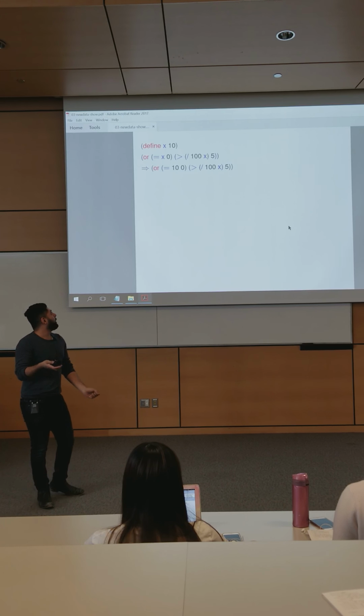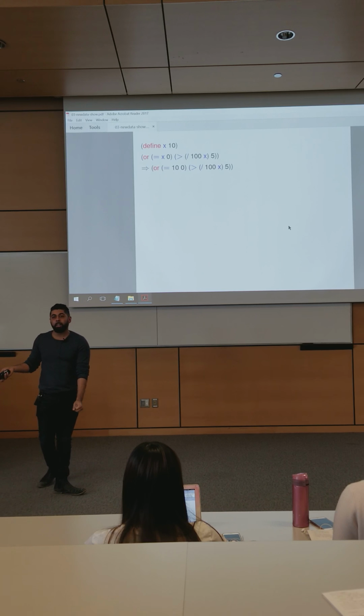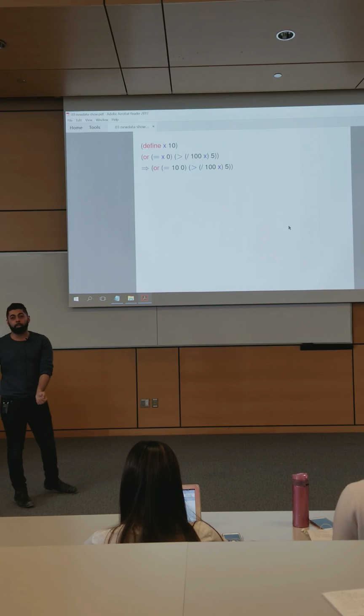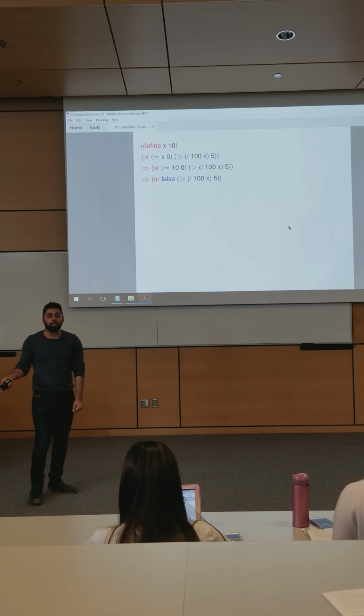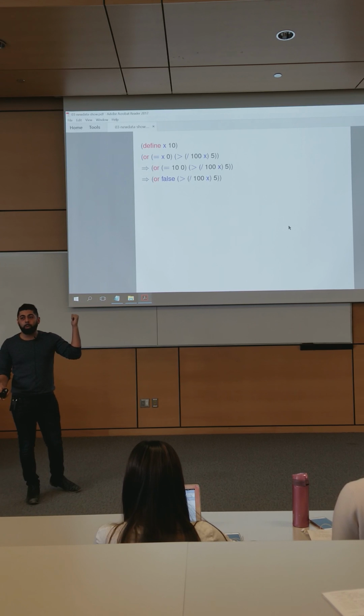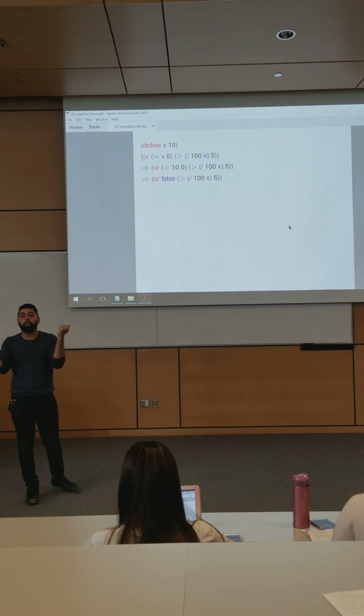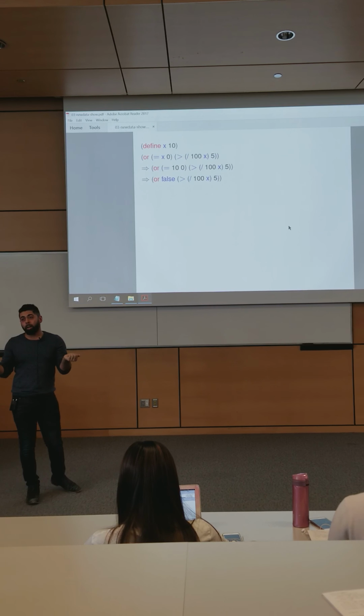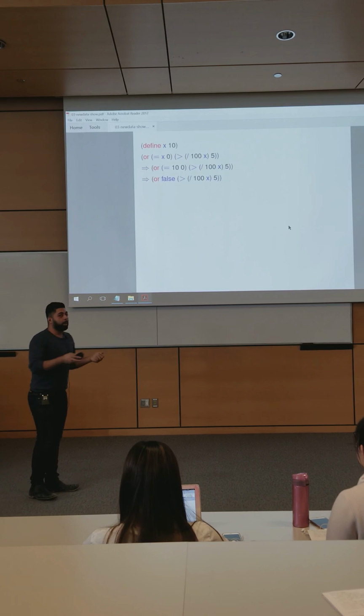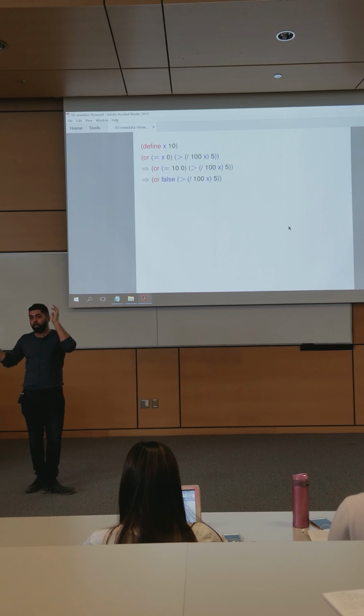We get or equals 10 and 0. Does 10 equal 0? Nope. So we get or false. Or false, continuing on. And remember, with false, if this was an and, we would just return false. We would be done. But because it's an or, we're going to get rid of the false and go on to the next expression.